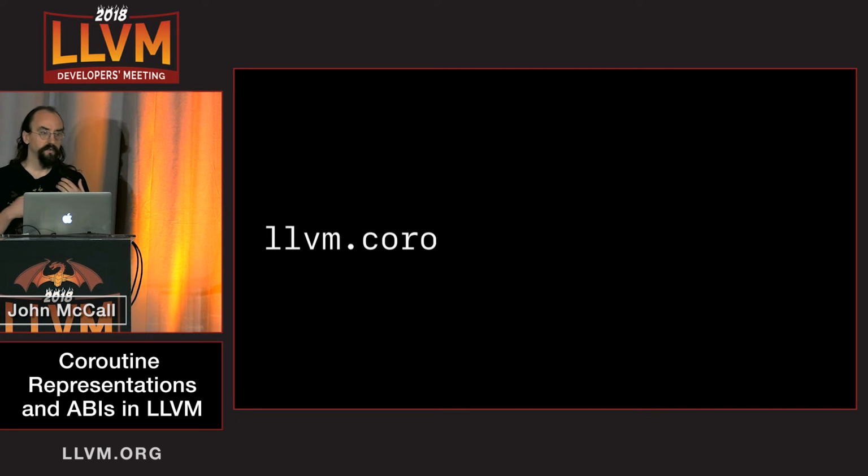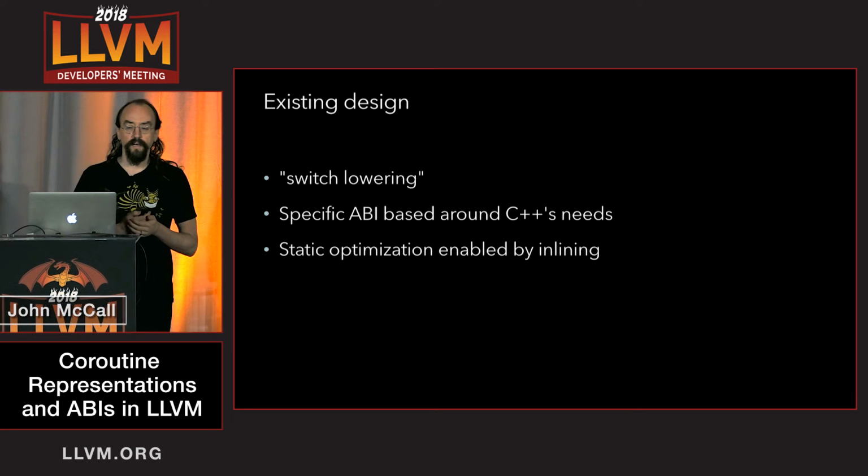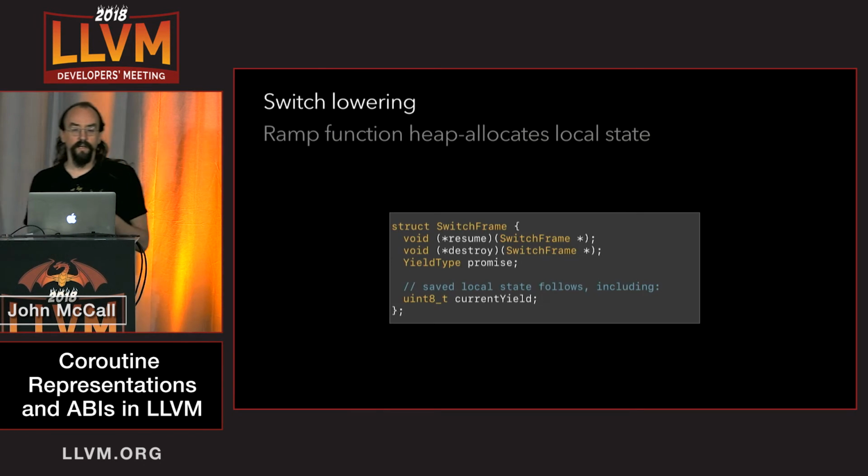And so that leads me to LLVM Coro. What Coro implemented was intended for this C++ feature, and it very much shows that. I call this the switch lowering. I'll explain why in a second. It's really designed around the needs of the C++ feature.